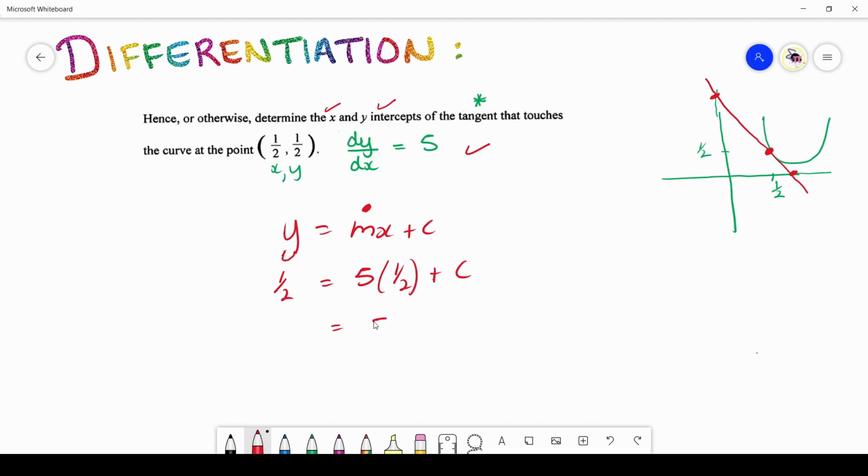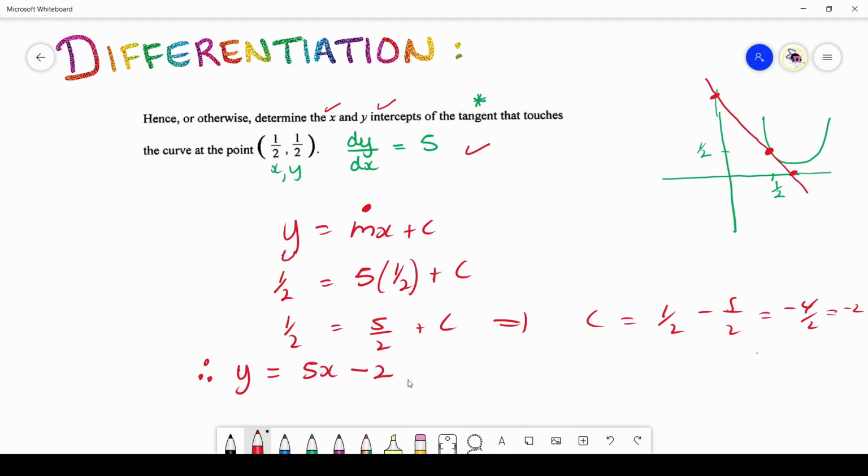And this is just straightforward. What are we going to get here? This just implies that c is equal to 1/2 minus 5 on 2. That's negative 4 on 2. That's just simply negative 2. So we found the y-intercept to be equal to negative 2. Therefore, the equation of our tangent is y is equal to 5x minus 2. So boom. Minus 2 means that our y-intercept is equal to negative 2.